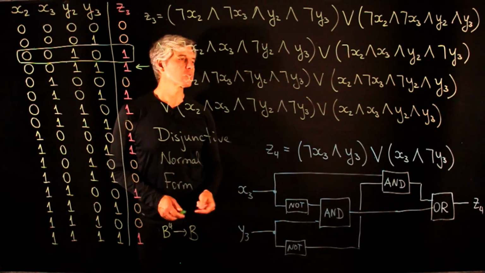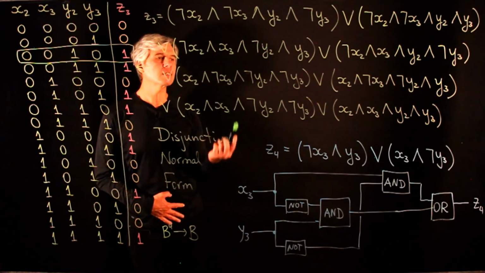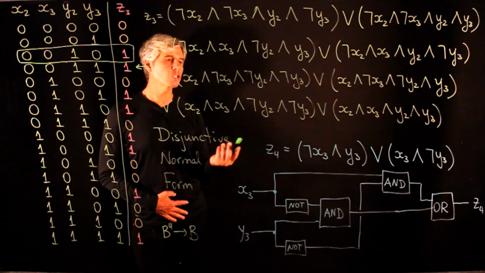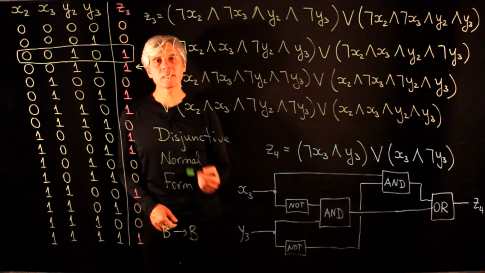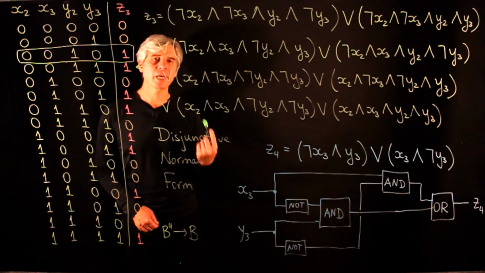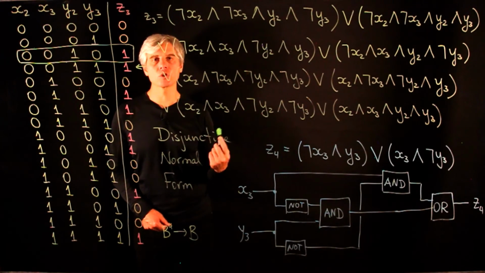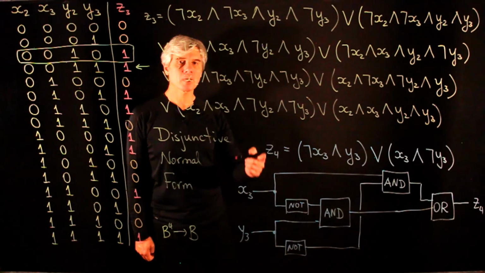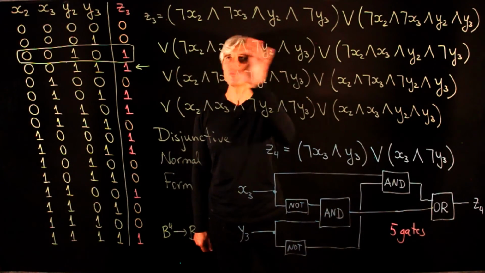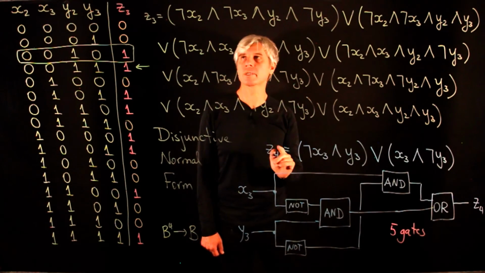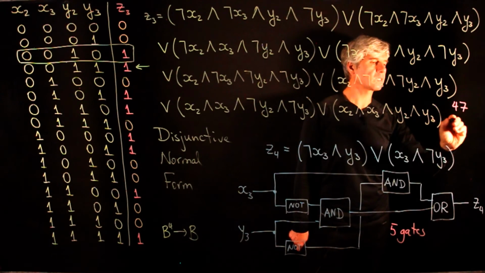At this level, we can say that a Boolean function may have many different implementations as a composition of elementary logical gates. In this example, for the computation of Z4, we used 5 gates. In this example of the disjunctive normal form for Z3, if we count, here we used 47 gates.